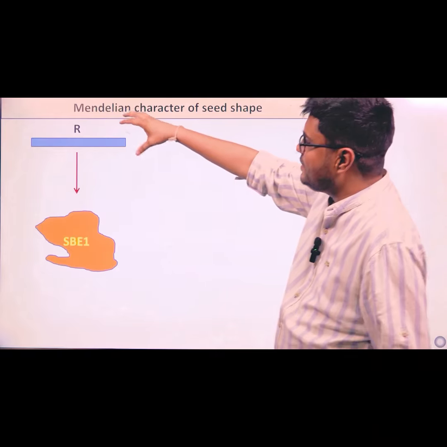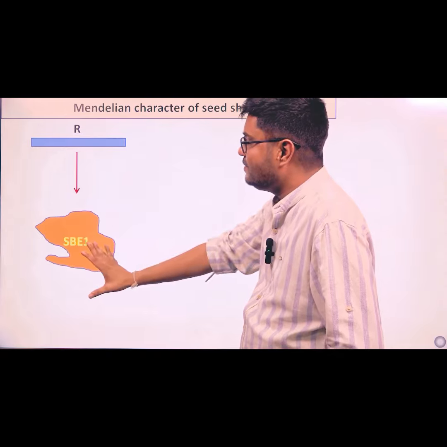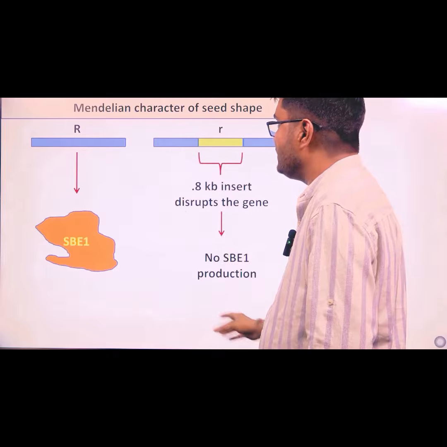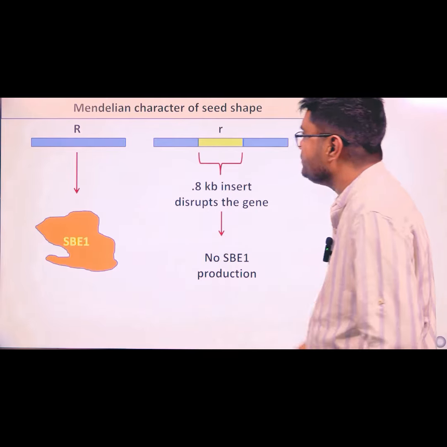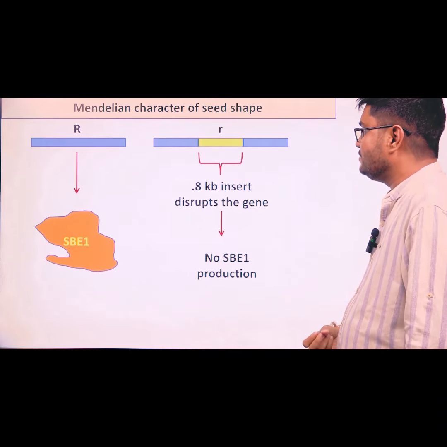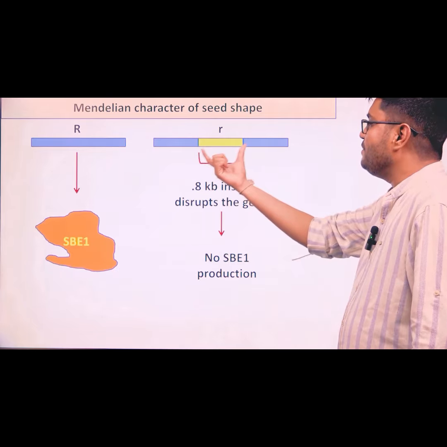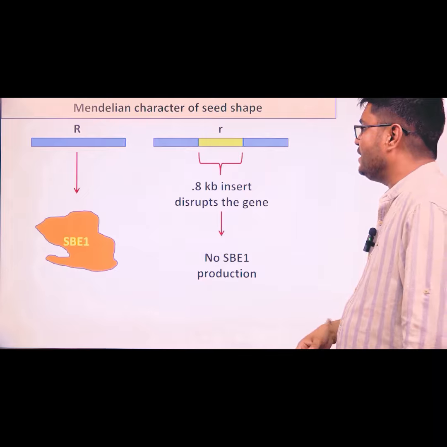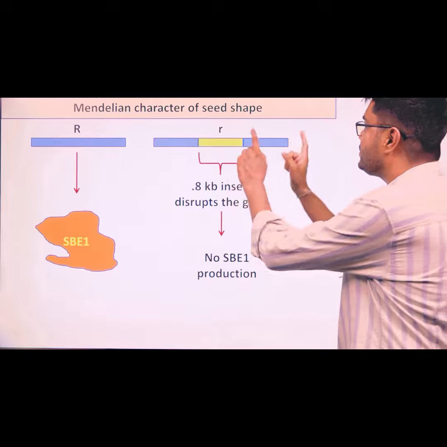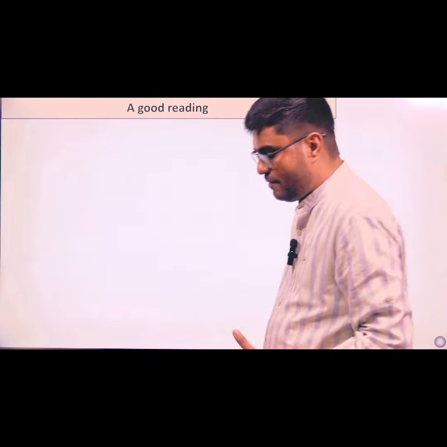The capital R, which is the normal wild type allele, is giving us a functional starch branching enzyme 1, giving us the phenotype, the result. But the small r, which is the recessive allele, has an insertion mutation where in between the normal sequence of DNA, there is an insert of 0.8 kilobase pair, which is disrupting the sequence of the gene, and there is no starch branching enzyme 1 production.